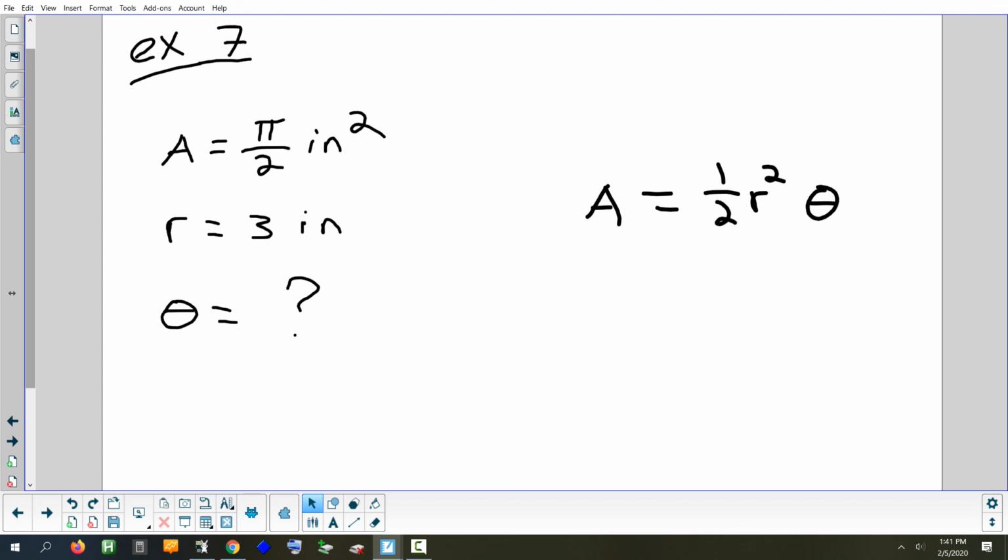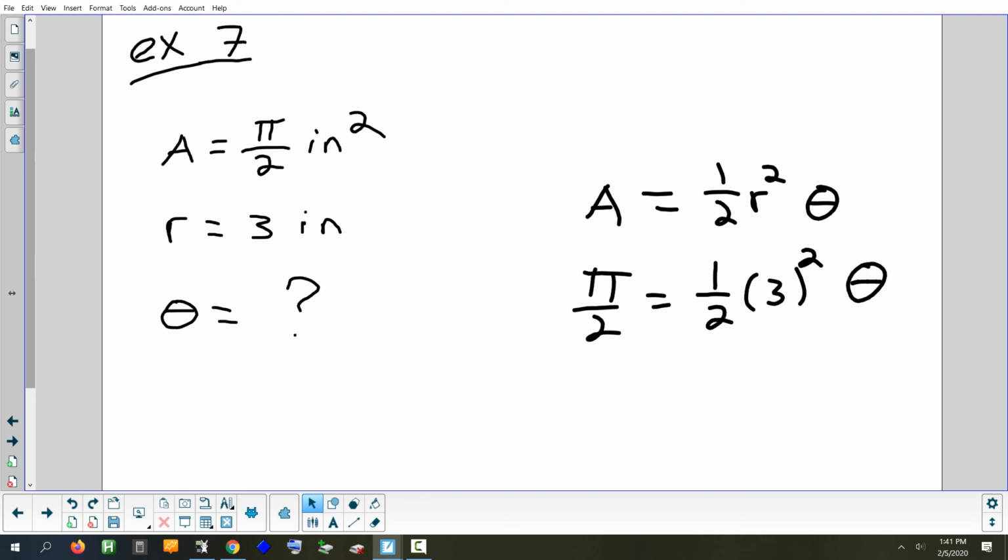Do we know A? Yeah, in this case, they made it very simple. They didn't even write it as a word problem. They just told you, this is this, this is this. So A is pi over 2. Do we know R? Yep. What is it? 3. And do we know theta? No.